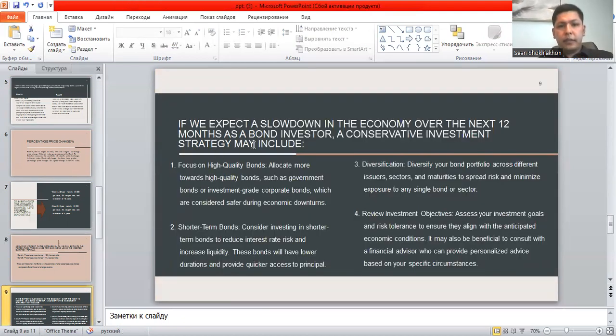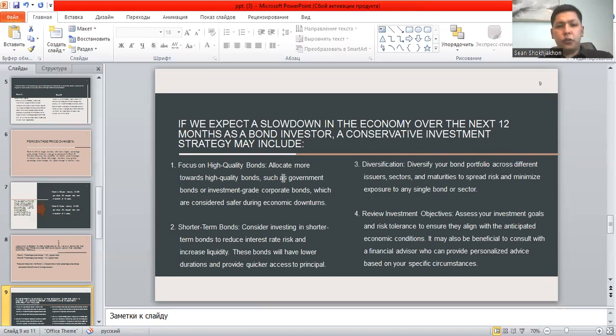If we expect a slowdown in the economy over the next 12 months, as a bond investor, we're going to provide some investment strategies. These may include a focus on high quality bonds. We're going to allocate more towards high quality bonds such as government bonds or investment grade corporate bonds, which are considered safer during economic downturns. Shorter term bonds.